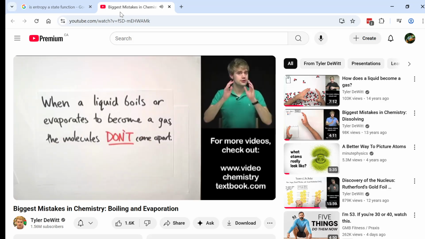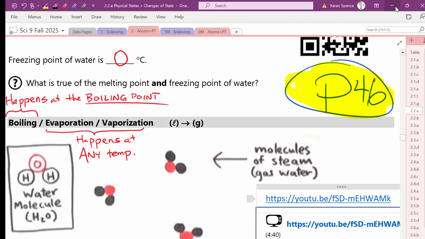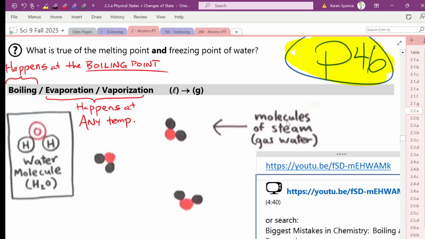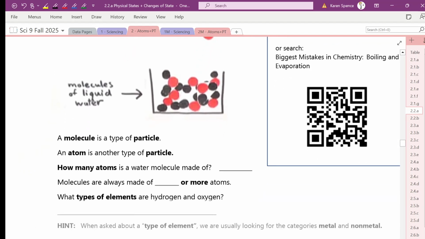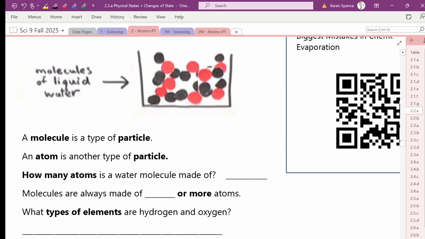Okay, we're going to leave it there. So once again, no. Okay. All right. So that's basically what's happening there. And we're just going to go through the rest of page 46 really quickly.